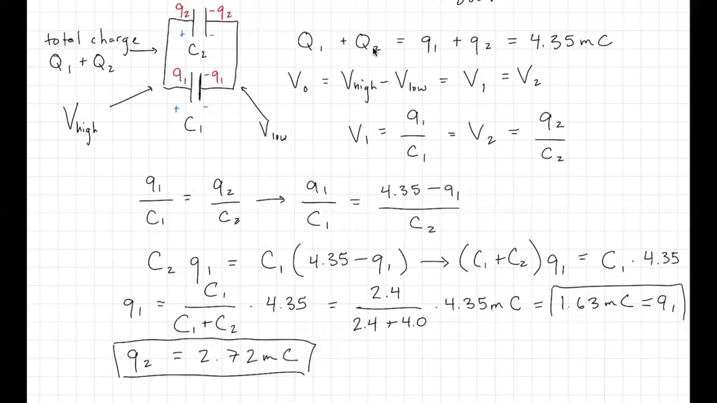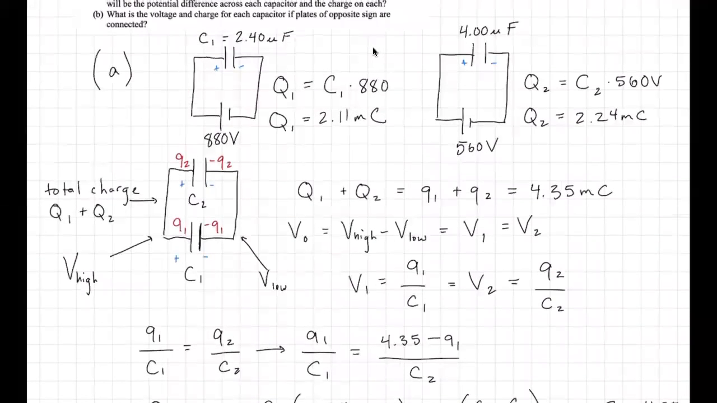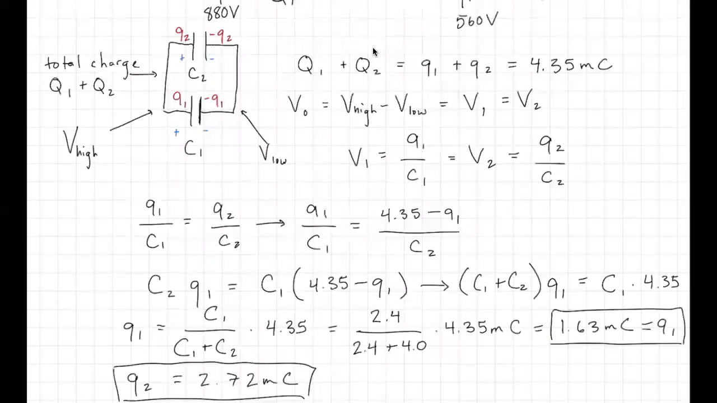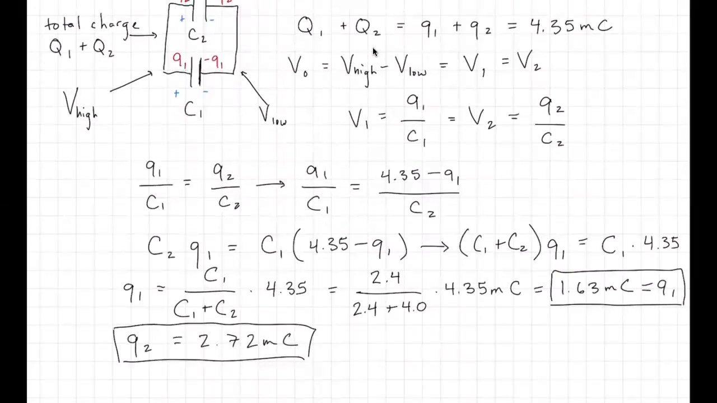Okay, so Q1 and Q2 are this. So the charge has been redistributed across the capacitors. Originally it was much closer to equal charge, but in the second case, more of the charge ended up on the larger capacitor, proportionately with the size of that capacitor.